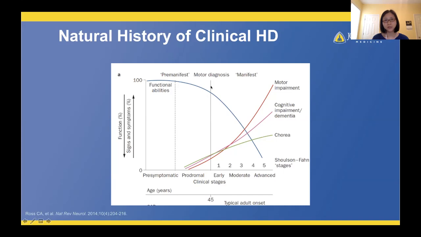Once someone is diagnosed based on the motor symptoms, then you see that functional abilities continue to decline over time and the rest of the symptoms continue to progress or worsen over time. Of note, chorea tends to either plateau or burn out as the disease progresses, and the predominance is replaced by the other types of motor impairment that I alluded to, such as incoordination, bradykinesia, some of the voluntary movement problems.